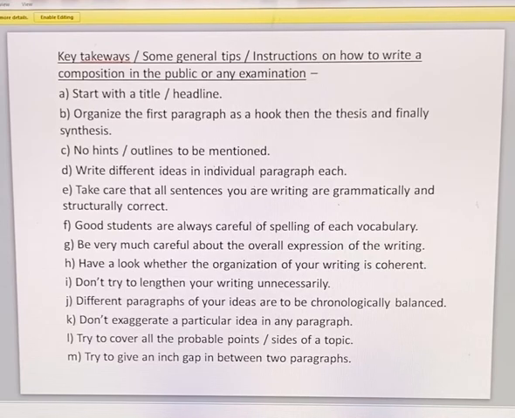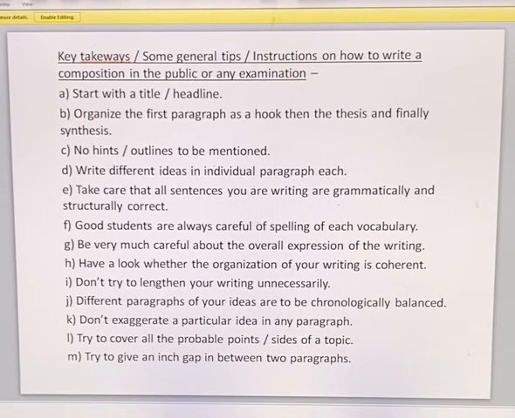The different paragraphs of your ideas are to be chronologically balanced. There should be a chronology. You need to maintain the serial. If you just keep it imbalanced, then the examiners will take it otherwise.